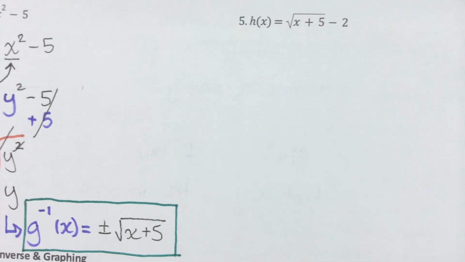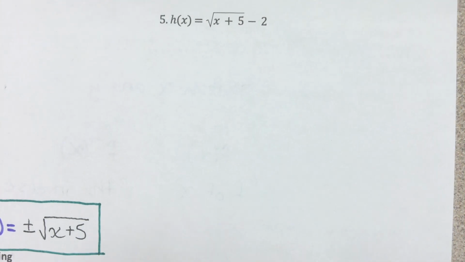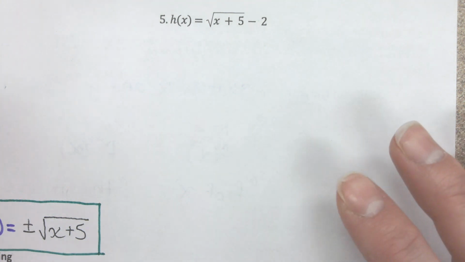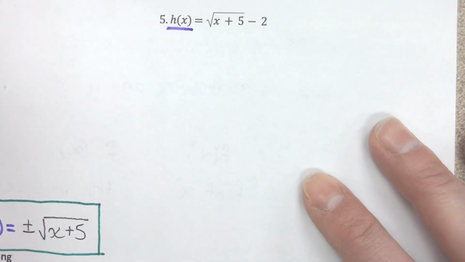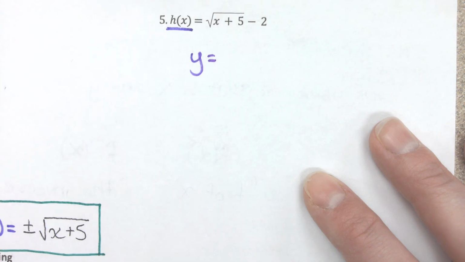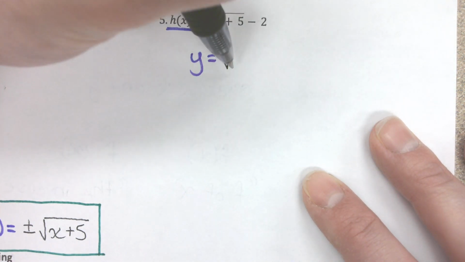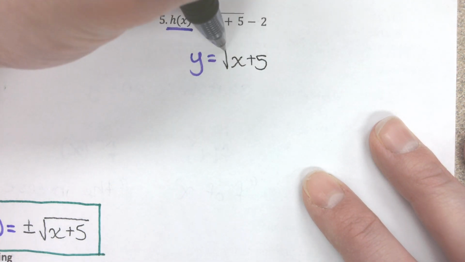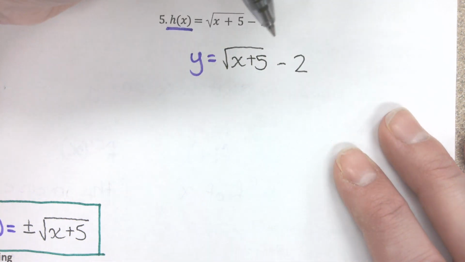We're going to do one more of those equations for now. We'll do another one later. Number 5, h of x equals square root of x plus 5 minus 2. Again, step 1, we need a y to work with. So h is going to become y equals, bring down the equation, square root of x plus 5 minus 2.